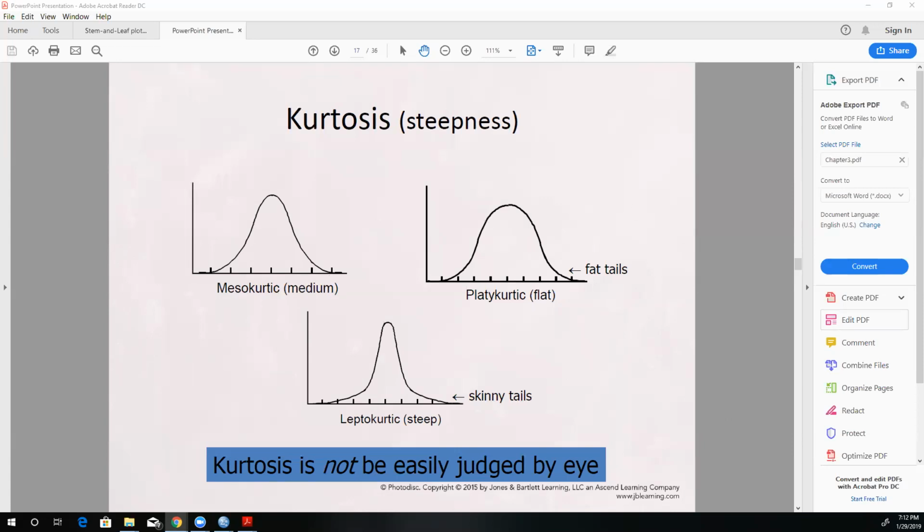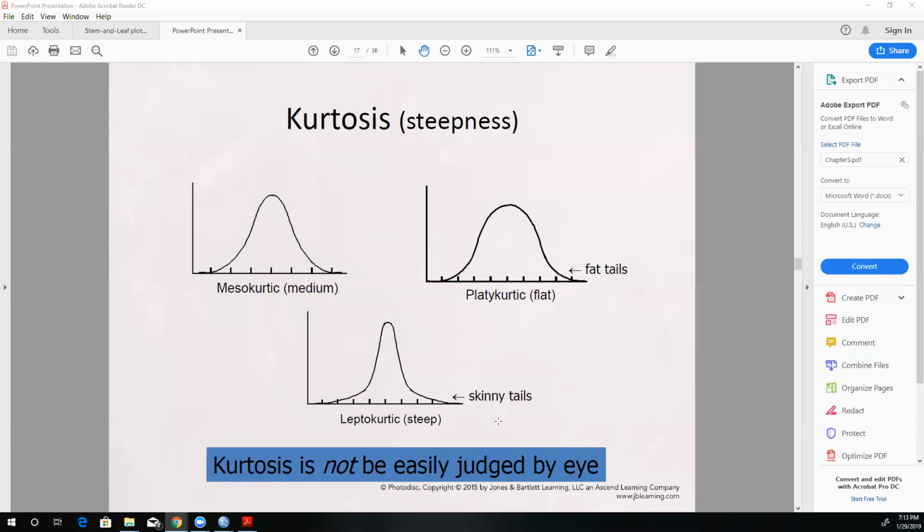There's the platykurtic. This one, notice that the tails are kind of flat, right? They're kind of fat. There's not a lot to them. And so most of the values are going to be sitting kind of in the center towards the mean and median. And then you have the leptokurtic, which is very steep.